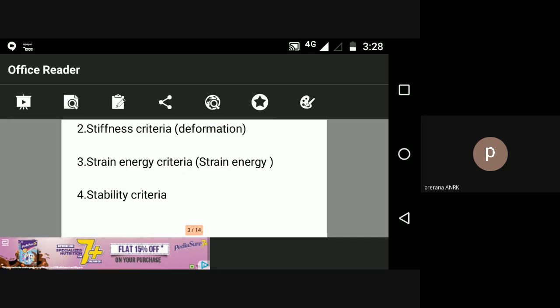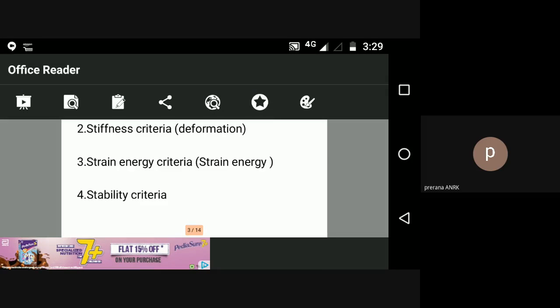Generally, we consider the stability criterion in columns. Because we may have a doubt here: sir, while designing a bar, beam or shaft, we are not considering the stability criterion, so why should we consider it in columns? Because the column is a slender member. If the length of the column, meaning its height, increases, no doubt those members go to the unstable condition.